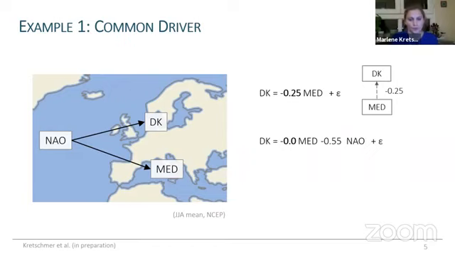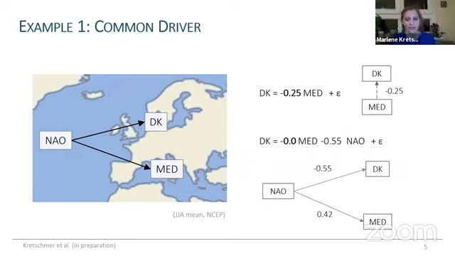So the data generating model we had intuitively in mind can fully explain the statistical association we saw between Denmark precipitation and the Mediterranean. This strong correlation really just comes from the causal effect the NAO has on both regions.